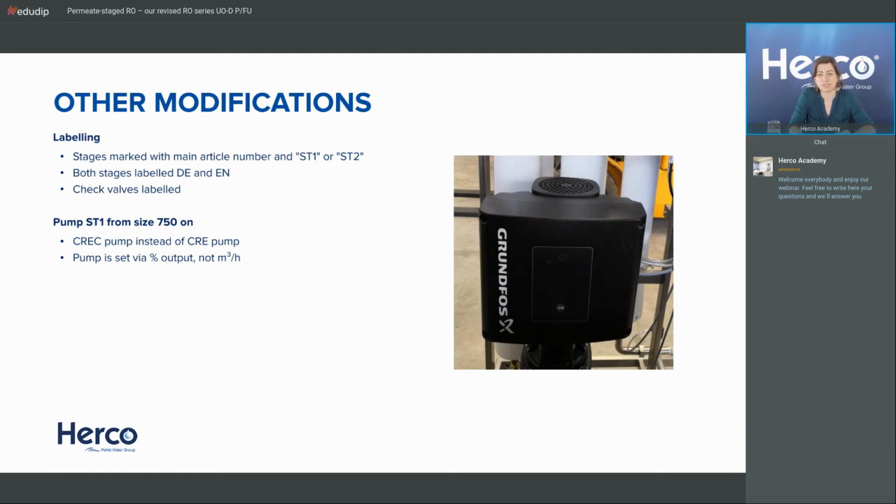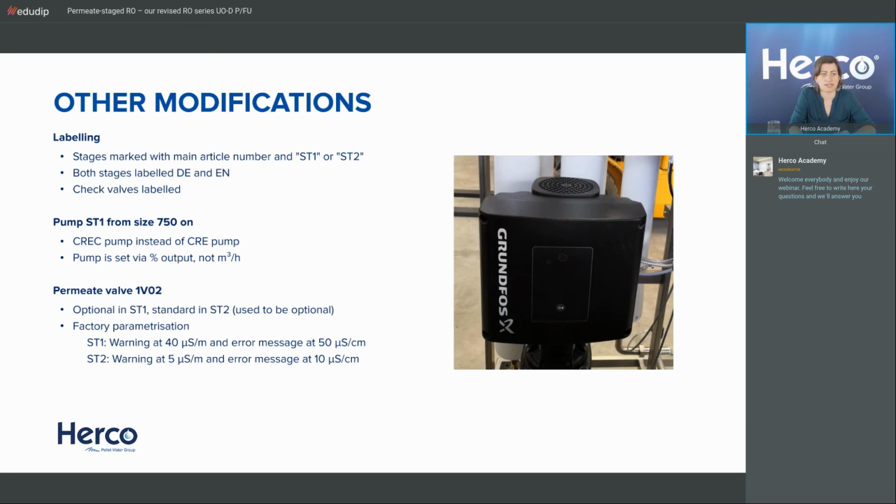And what you need to consider with this pump, that the pump is set by a percentage output, not cubic meters per hour. So that is slightly different than what you're used to. We will change these pumps for the UOD series 600 to 2000 in the next 2 months. So from July on, you will get the UOD series 600 to 2000 equipped with these pumps in general. But we'll send out a technical information about that in the next week, most probably. So it's a slightly different adjustment of the pump, but just as easy.